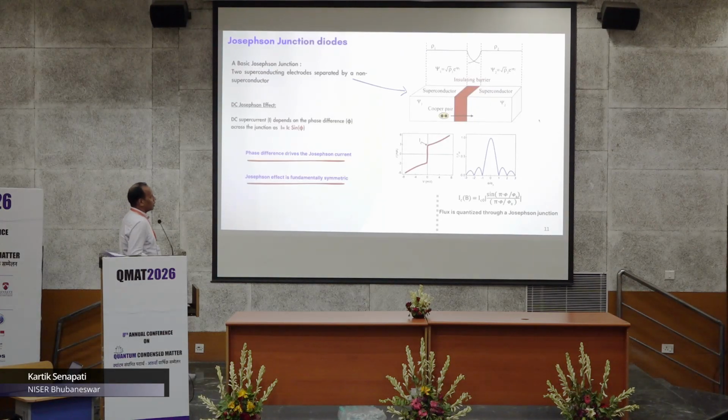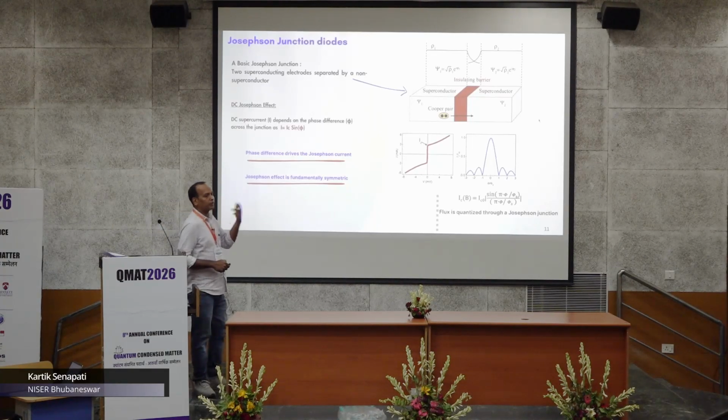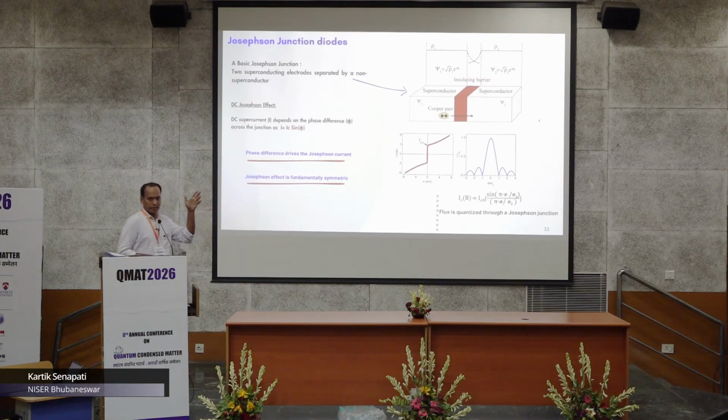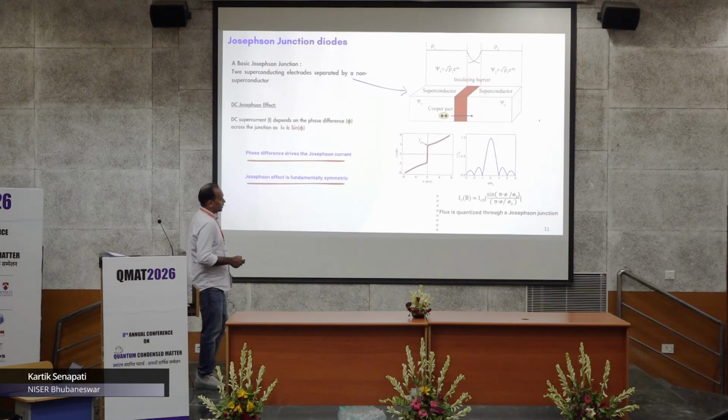Okay, but if you look at the junction, it is perfectly symmetric. On first look, you would not expect it to be different from this side to this side. So it is fundamentally symmetric, and the current will also be symmetric in a normal junction. But the important point is that the current is driven by this phase difference between the electrodes.